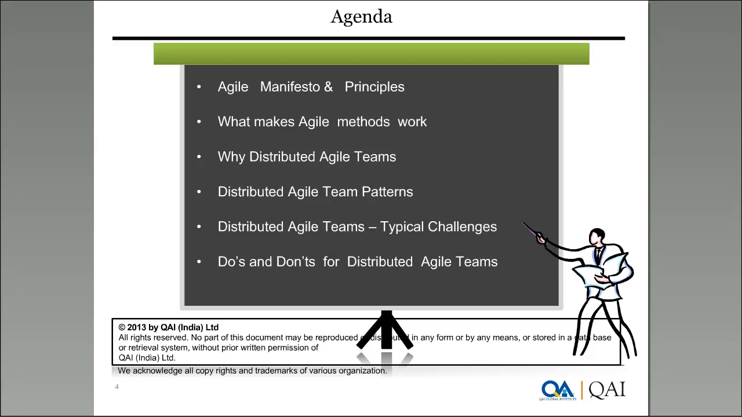What we will do is go through the Agile manifesto and principles. We will try to understand what makes Agile methods work, because these are people-oriented practices that are very important for Agile methods to be effective. There will be some challenges when we operate in a distributed agile team environment. We also try to understand why distributed agile teams are very important for our business models, and what the typical challenges are when they want to implement agile methods and practices. We also look at do's and don'ts for distributed agile teams.